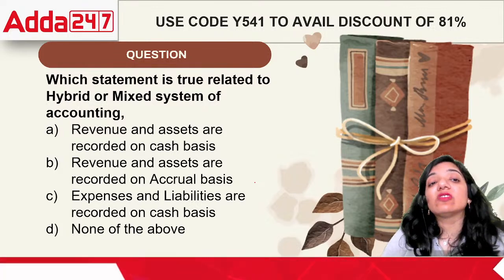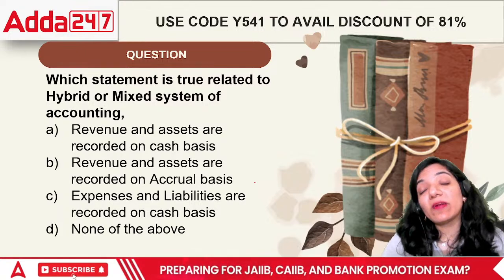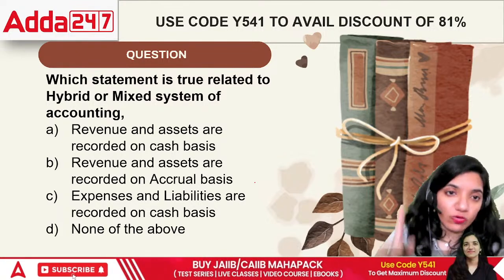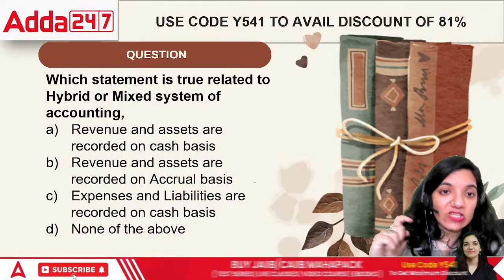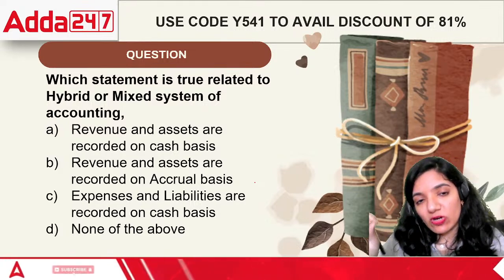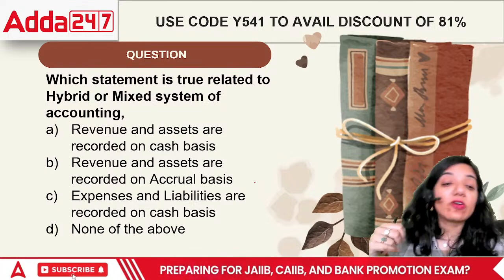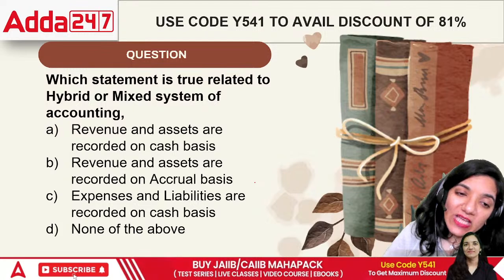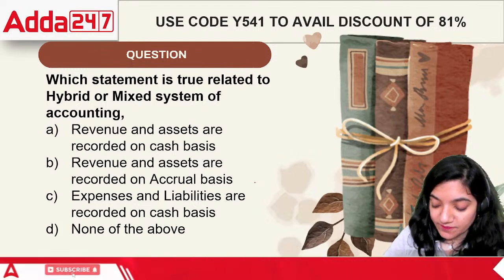Which statement is true related to the hybrid or mixed system is basically the method which is used in terms of both accrual as well as the cash basis. The options: revenue and assets are recorded on cash basis, revenue and assets are recorded on accrual basis, and expenses and liabilities are recorded on the cash basis, or none of the above.